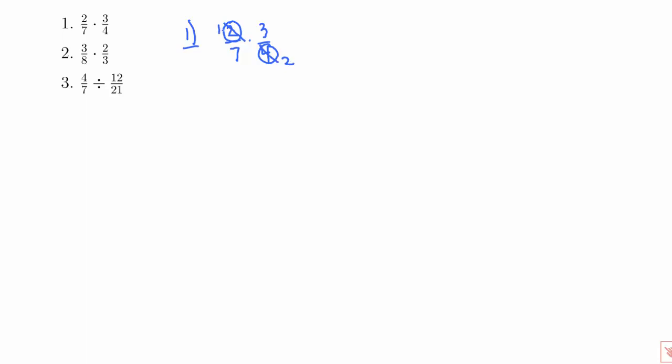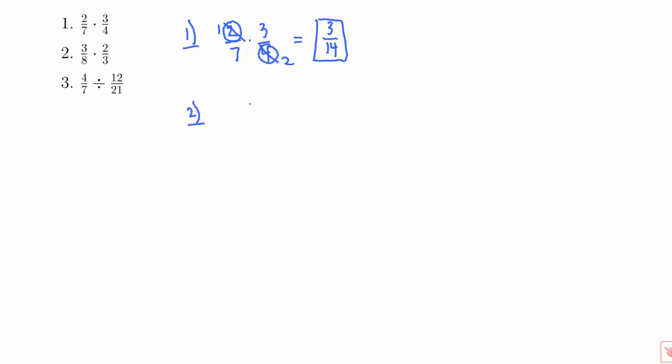Now, 1 you can't do anything with ever, but 3, does it share anything in common with 7 and 2? And the answer is no. Therefore, we've simplified as far as we can go, and we're just going to multiply straight across here. So 1 times 3 is 3, and 7 times 2 is 14. And because I simplified before I multiplied, that is guaranteed to be the simplified form.